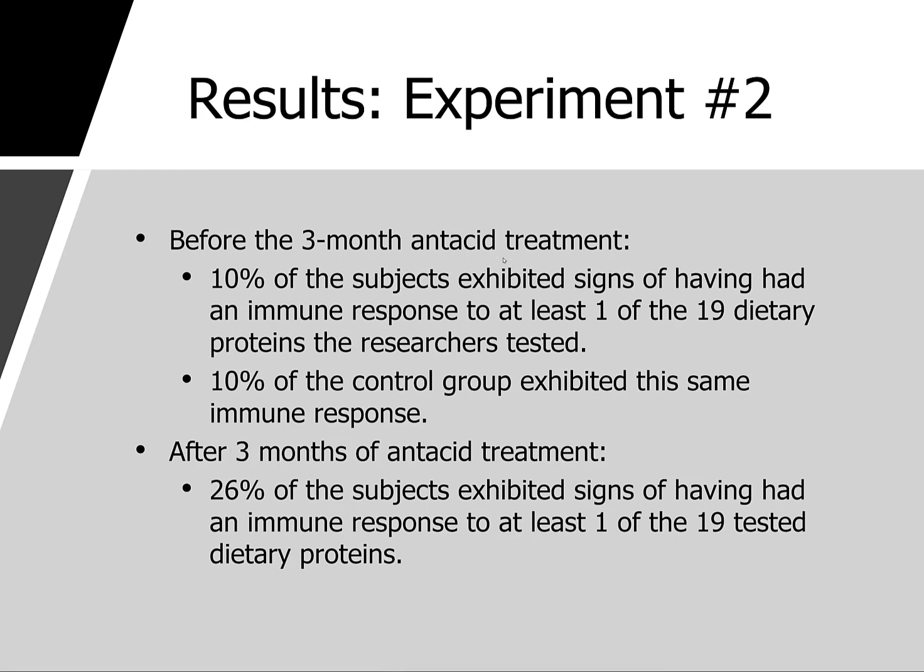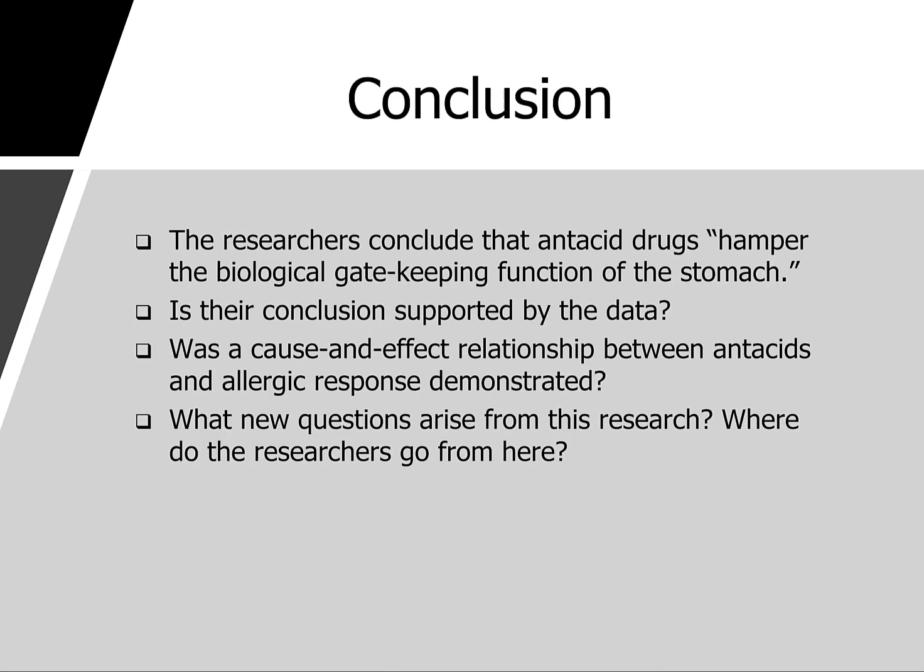But with 3-month antacid treatment, 10% of the subjects exhibited signs of having had an immune response to at least one of the 19 dietary proteins. 10% of the control group exhibited the same. So after 3 months of antacid treatment, 26% of subjects exhibited signs of having an immune response. So it changes the ability of the protein to be recognized by the immune system.